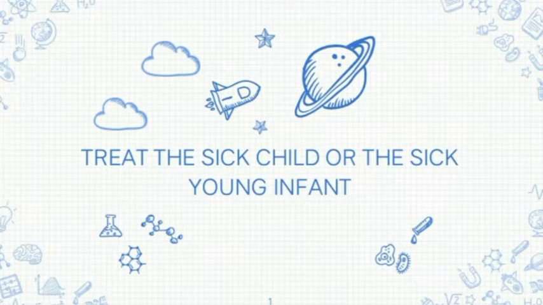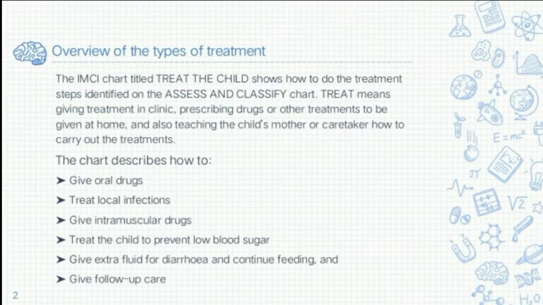Treat the sick child or the sick young infant. Overview of the types of treatment. The IMCI chart titled Treat the Child shows how to do the treatment steps identified on the Assess and Classify chart. So treat means giving treatment in clinic, prescribing drugs or other treatments to be given at home, and also teaching the child's mother or caretaker how to carry out the treatments.